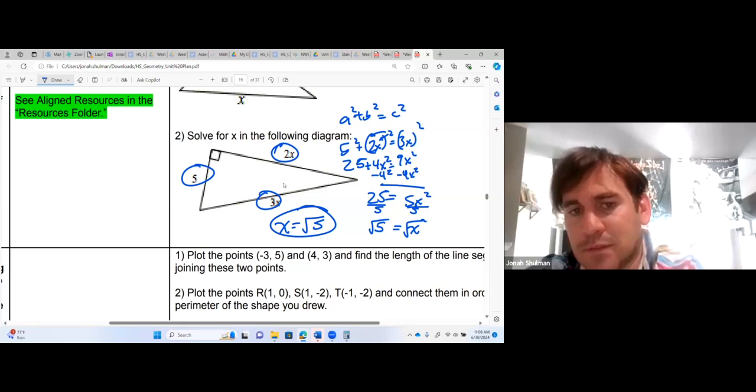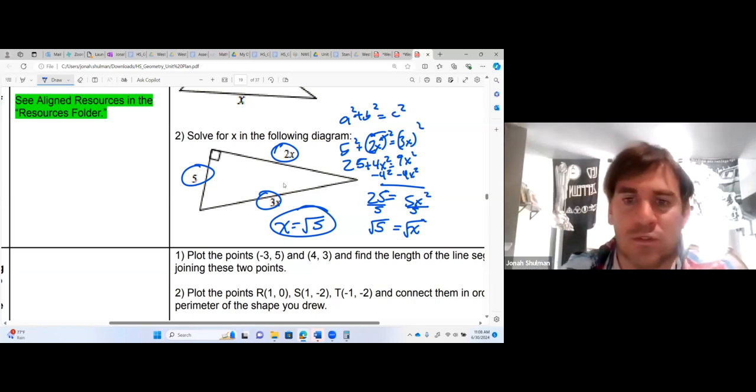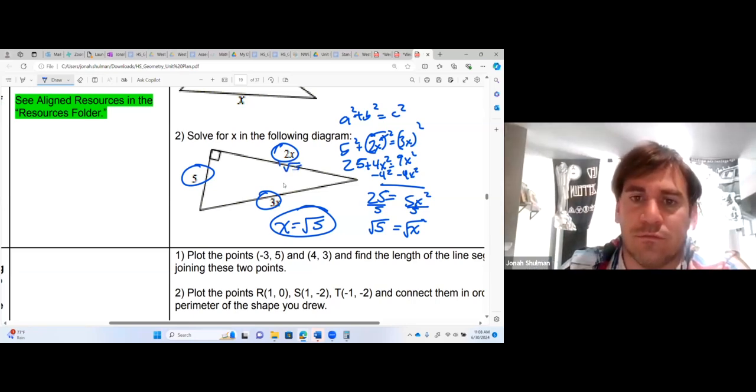I know, a little tricky, but some of them get a little weird. So this is 2 root 5. And this one's 3 root 5.